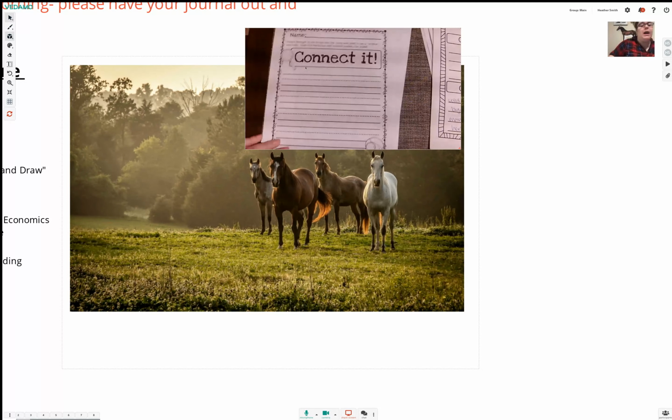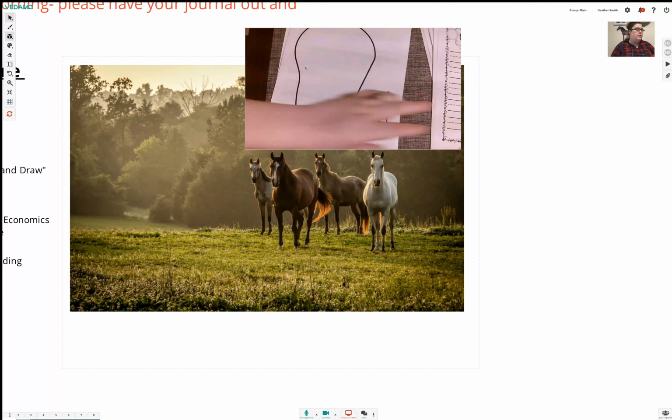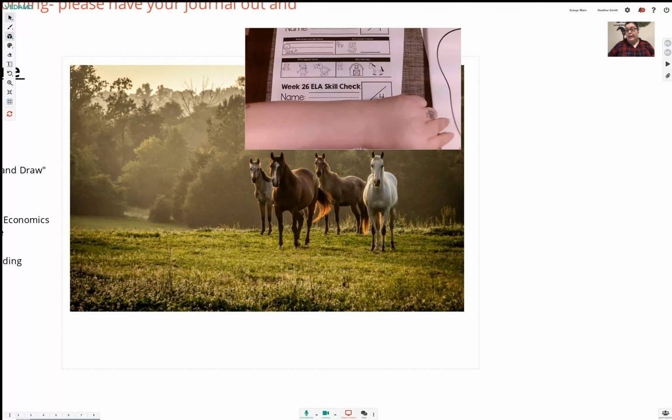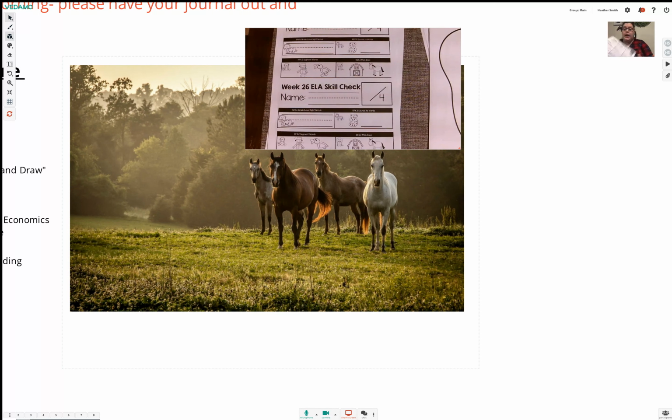And then we have our horse craft. If you didn't do it yesterday, do the horse craft today. And then we have our skill check.